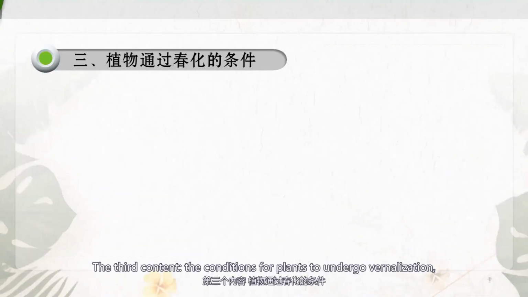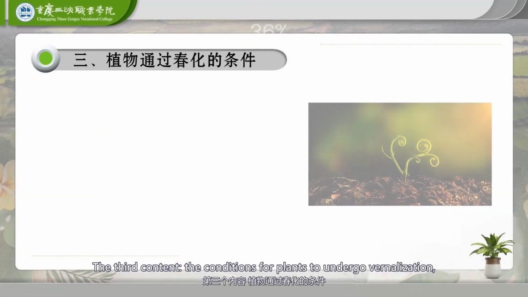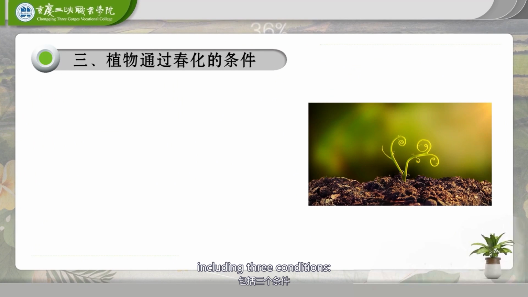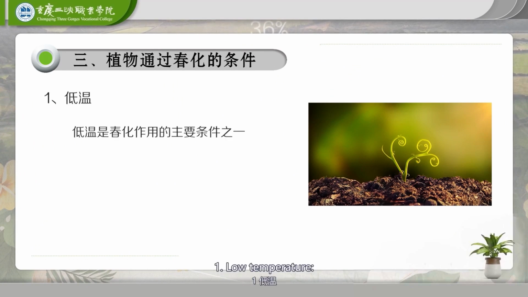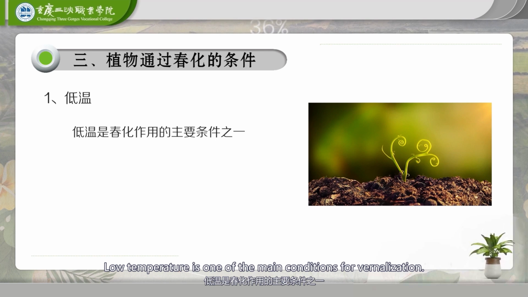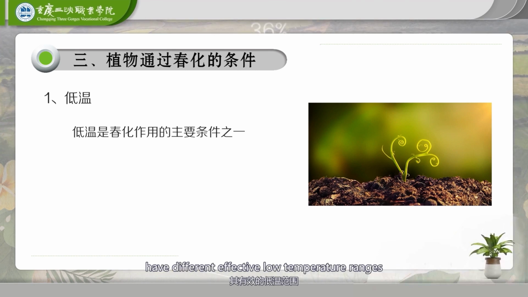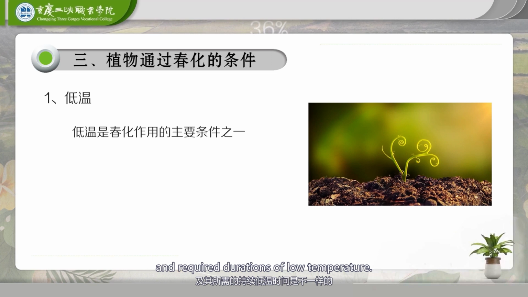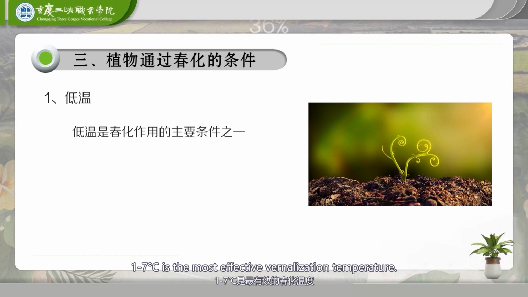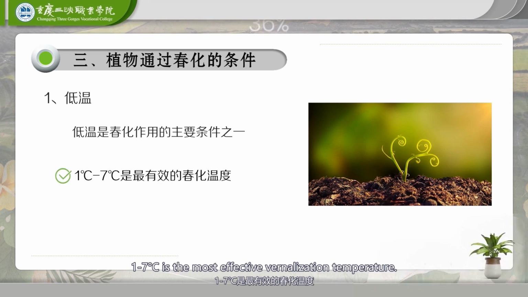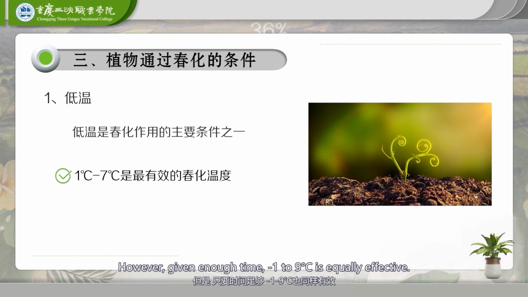The third content: the conditions for plants to undergo vernalization, including 3 conditions. 1. Low temperature. Low temperature is one of the main conditions for vernalization. Different types of plants or different varieties of the same type have different effective low temperature ranges and required durations of low temperature. For most plants that require low temperature, 1 to 7 degrees Celsius is the most effective vernalization temperature. However, given enough time, -1 to 9 degrees Celsius is equally effective.